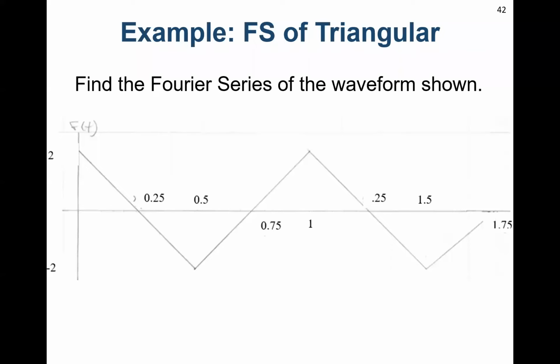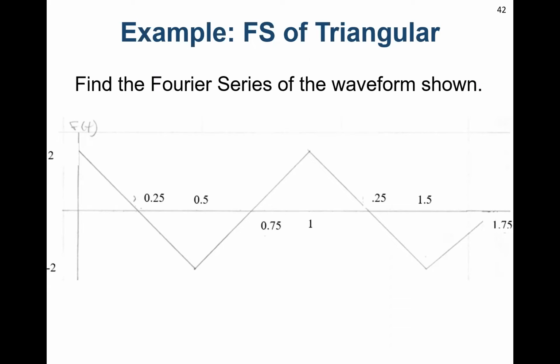So let's look at a triangular waveform. It starts at 2 and goes to -2. And you can see it repeats after every 1 second. It has a negative slope up until 0.5. And then from 0.5 to 1, it has a positive slope.